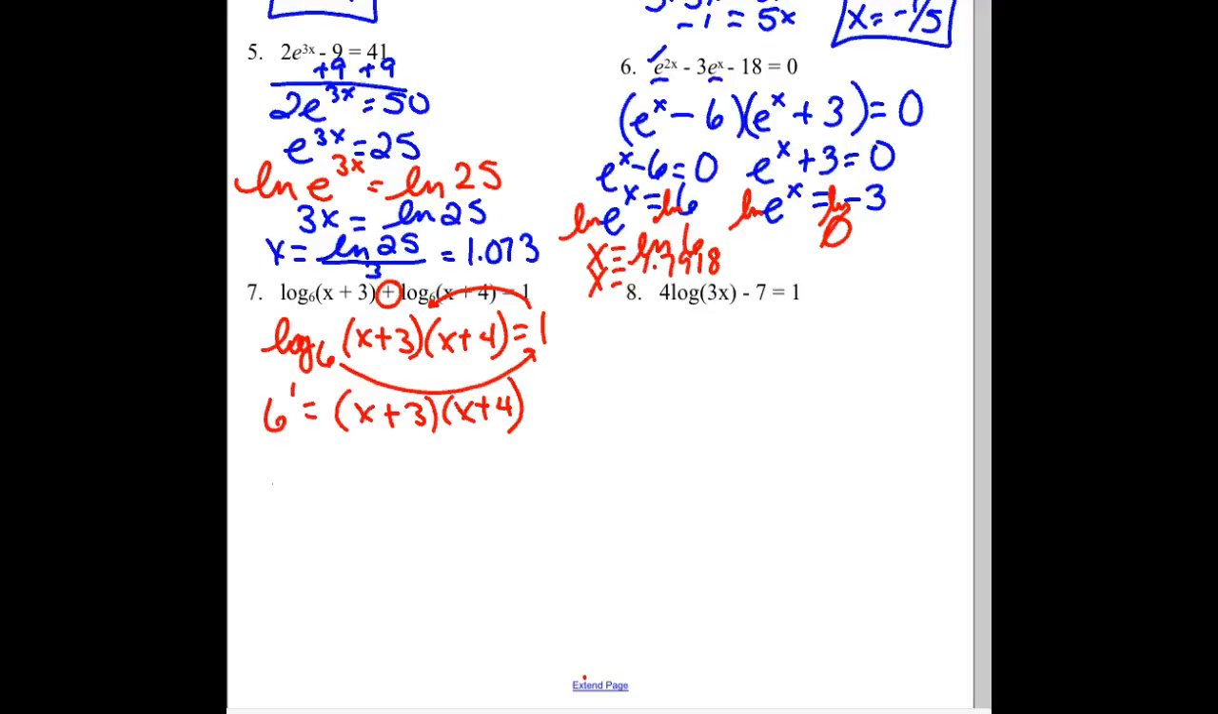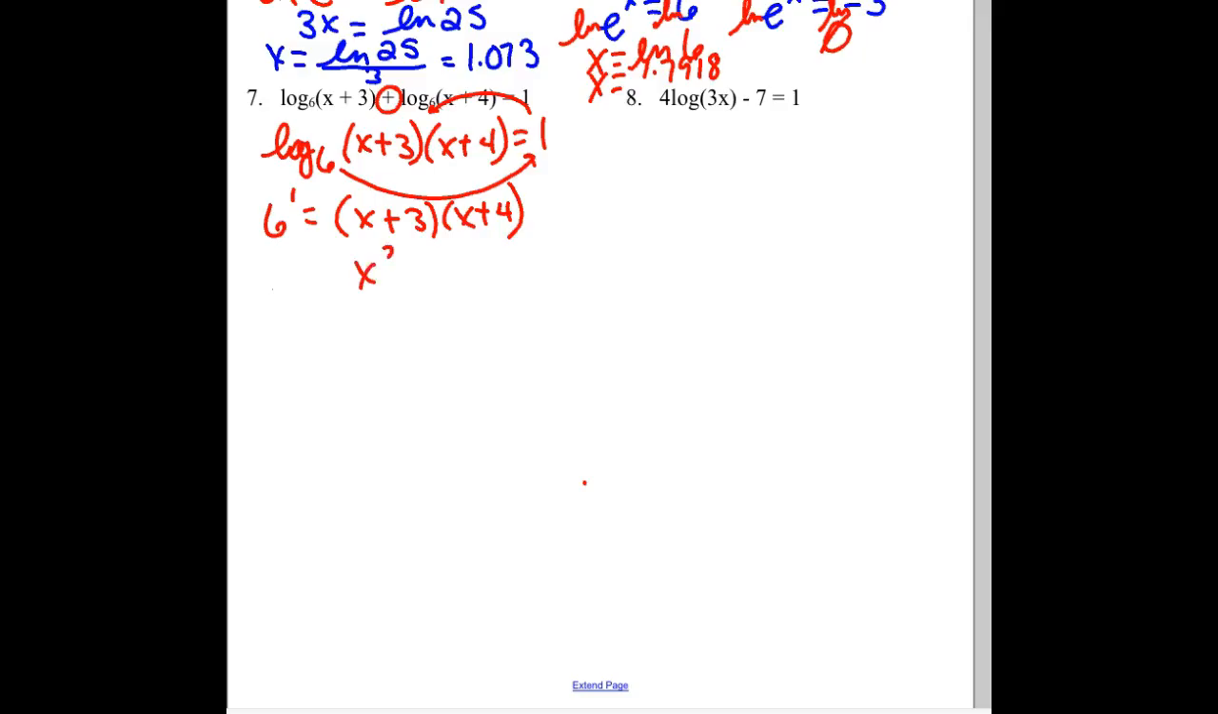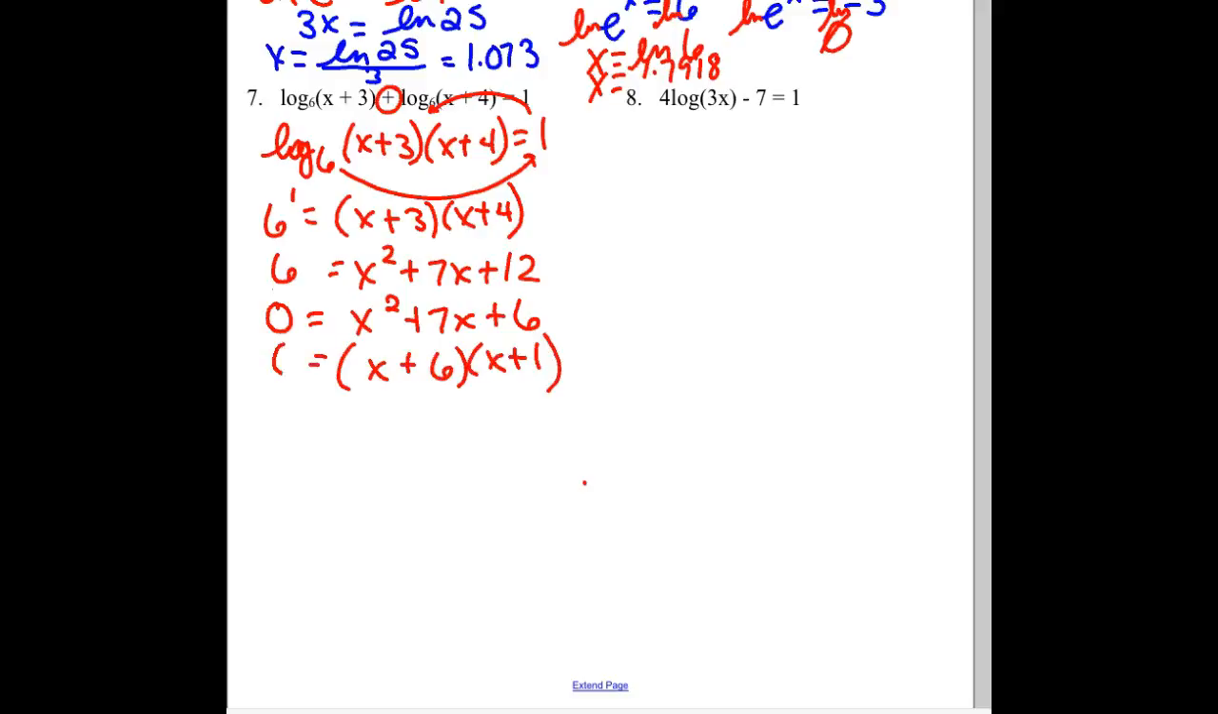Then we're going to FOIL that out. We have x squared plus 7x plus 12. On this side, we end up with just 6. Because it's quadratic, we want to get a 0 on one side, so I'm going to subtract that 6 over and then factor. We factor it into x plus 6 and x plus 1. So my possible solutions: x could be -6 or -1.